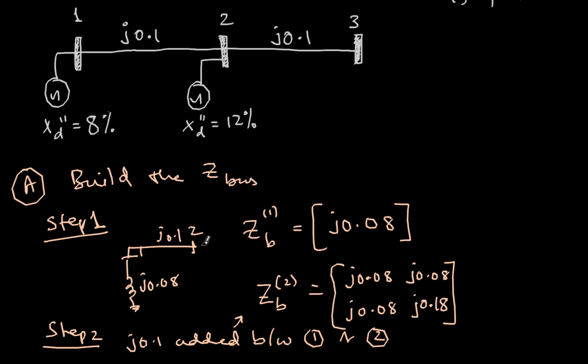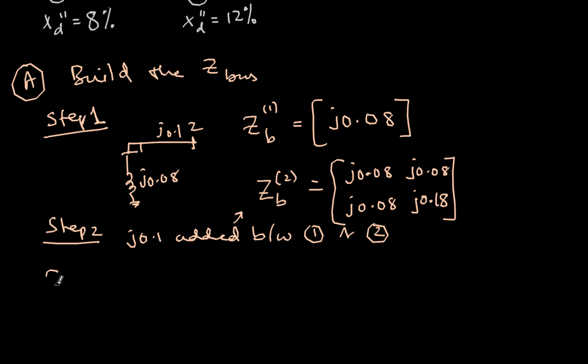Now in the next step, I can add the third element, or I can add this one. So I have two choices. So let me take up this one, this is 0.12. Step 3, adding j0.12 between bus 2 and reference bus.